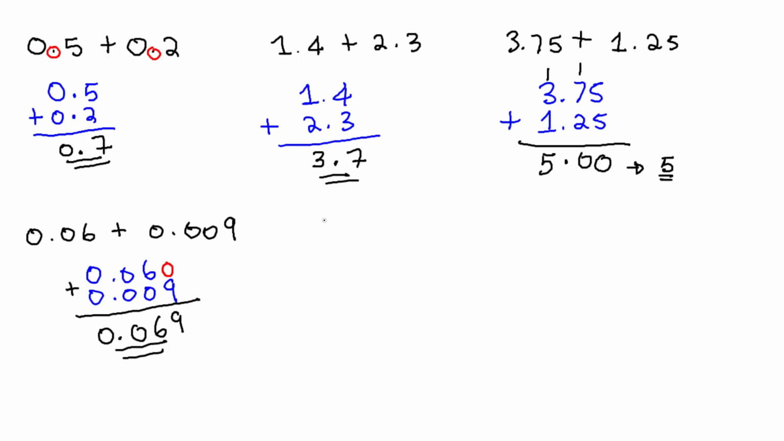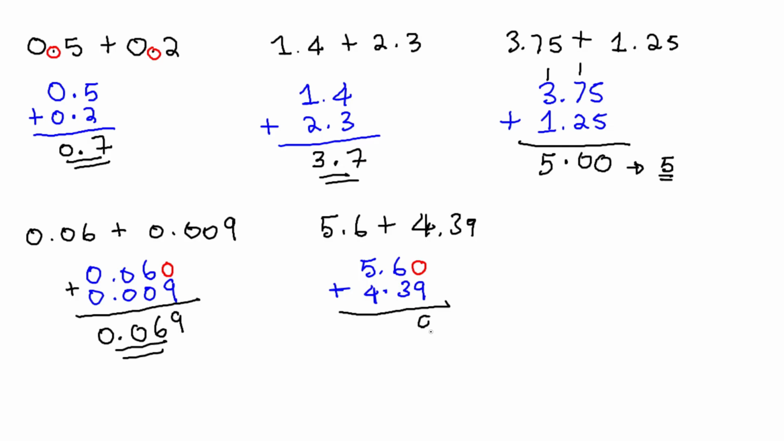0.069. Try to add 5 plus 6 plus 4.39. So let's line up the decimal numbers. Alright, you need to add a 0 to match the decimal places. So let's add a 0 here, and that makes it much easier to add. 0 plus 9, that will be 9. 6 plus 3, that will be 9. Decimal point. Now 5 plus 4, that will be 9. So your final answer is 9.99.